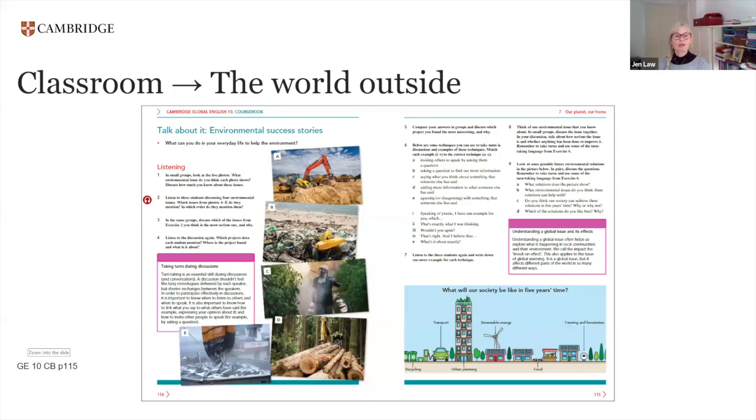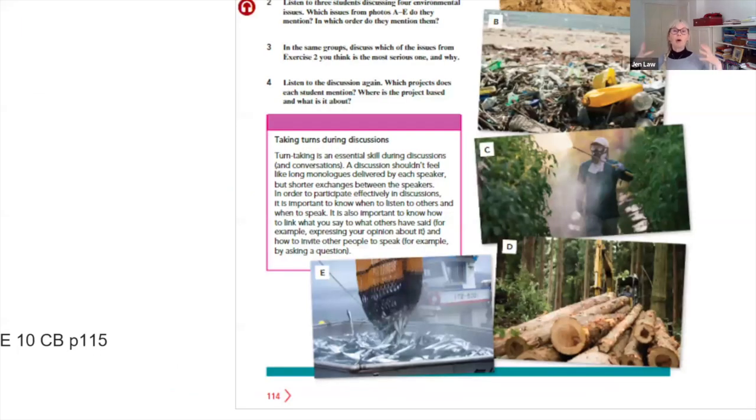Now, I've got a quick challenge for you, and we don't have a lot of time, but let's have a go. Here's a box here. If you think about all the skills that you use in life, what life skill do you think this might be, taking turns during a discussion? What sort of life skill is that? Any ideas in the chat box before I do the big reveal?